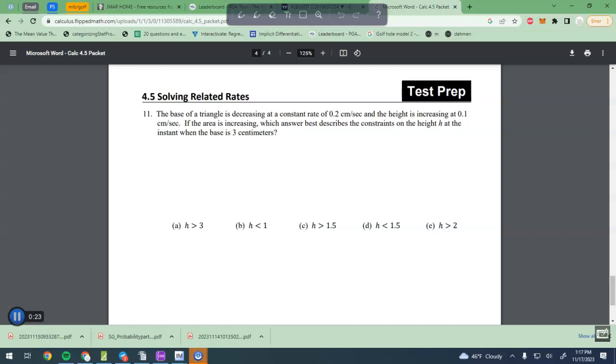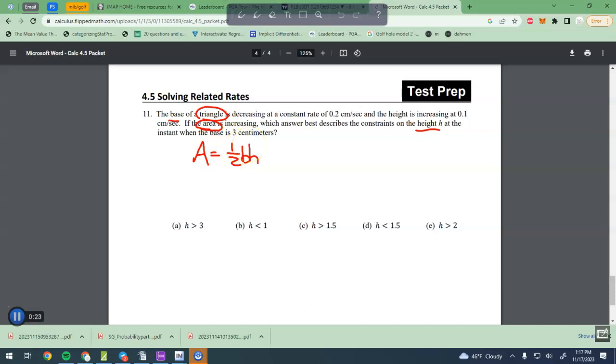Alright, so for 11, we've got a triangle: base, area, height. So I need a formula that relates area of a triangle, base, and height. So that is area equals half base times height.